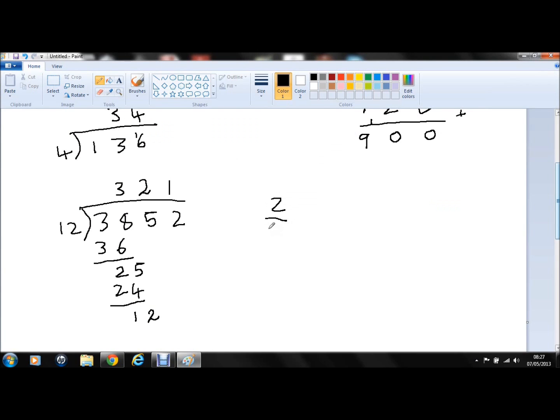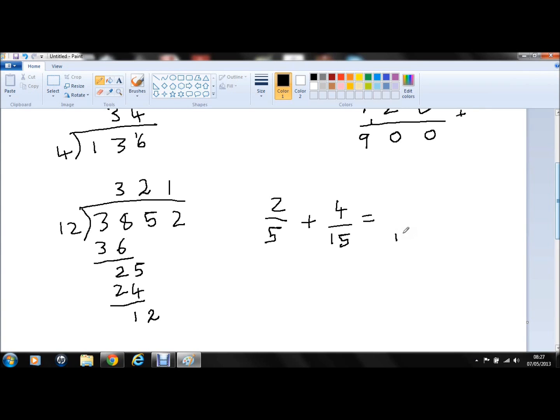2/5, or 5. We want to make our 2/5 into 15ths. To make 5 into 15, I multiply it by 3. If I do that to the 5, I must do the same to the 2. Whatever I do to the denominator, I must do the same to the numerator.